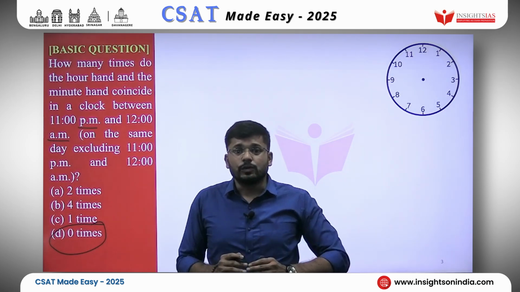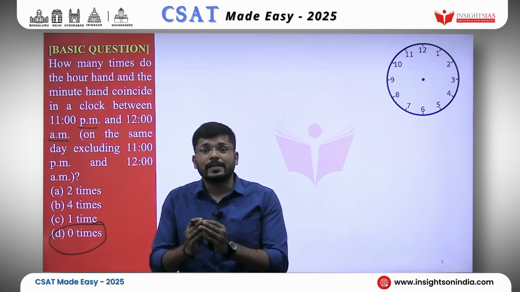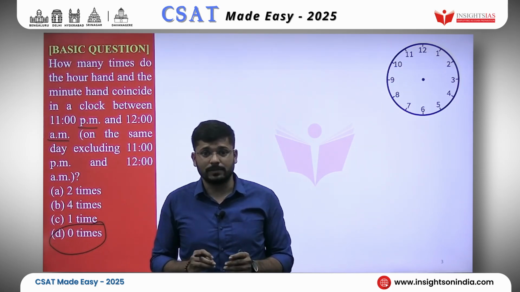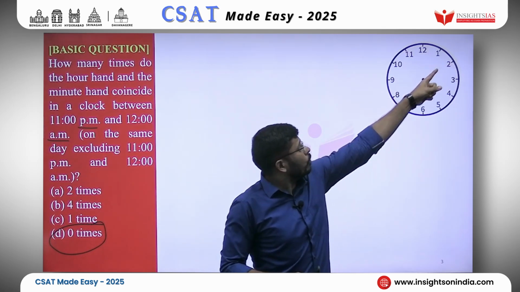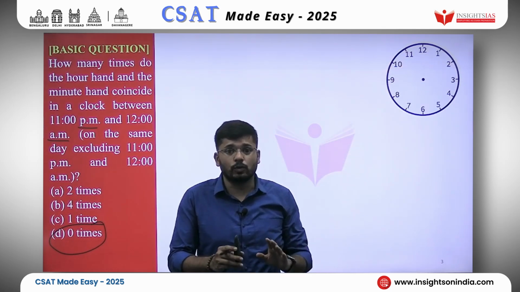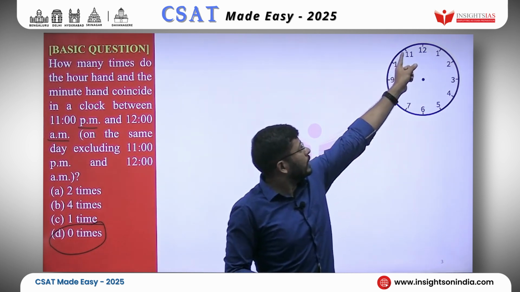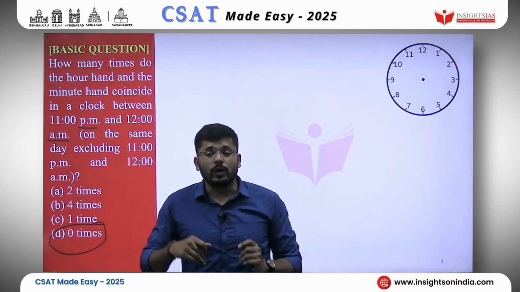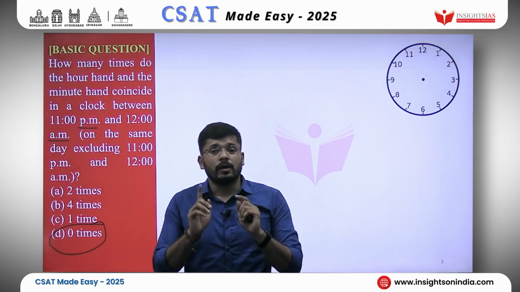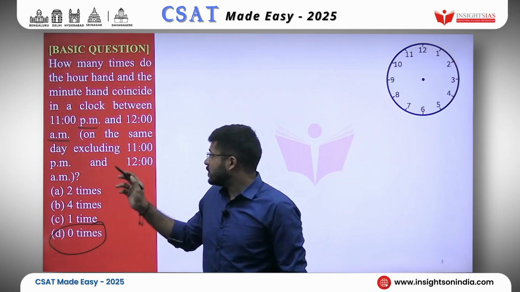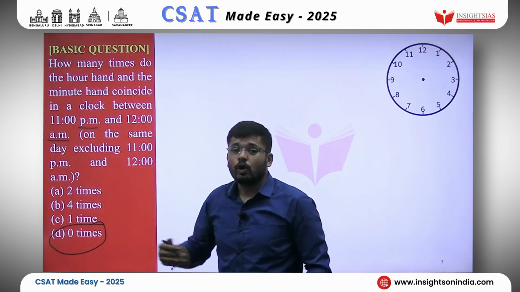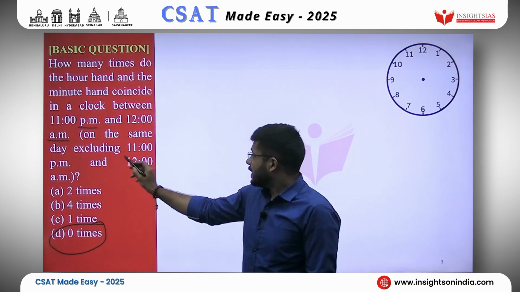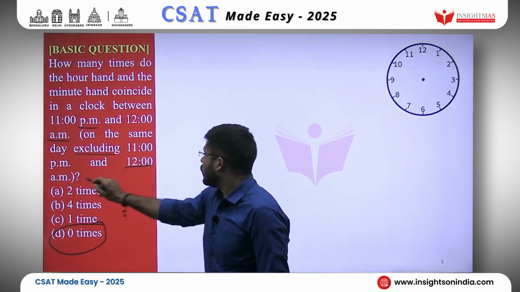So, if they ask you how many times do the hour hand and the minute hand coincide in 12 hours, the answer would be 11 times. Because from 1 o'clock to 11 o'clock, they coincide 10 times, but between 11 o'clock and 1 o'clock, they coincide only one time. So totally in 12 hours, they would be coinciding 11 times. And when they ask you between 11 p.m. and 12 a.m., how many times do they coincide? The answer is 0 times, because they are asking us to exclude 12 a.m.